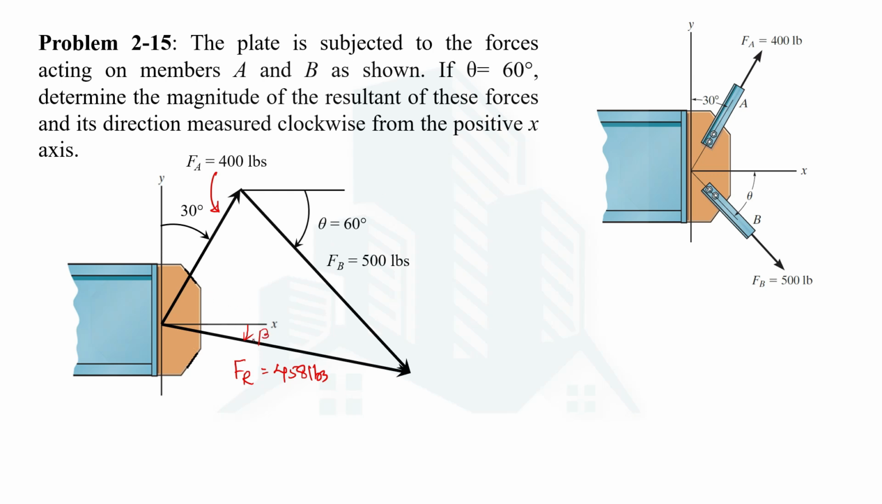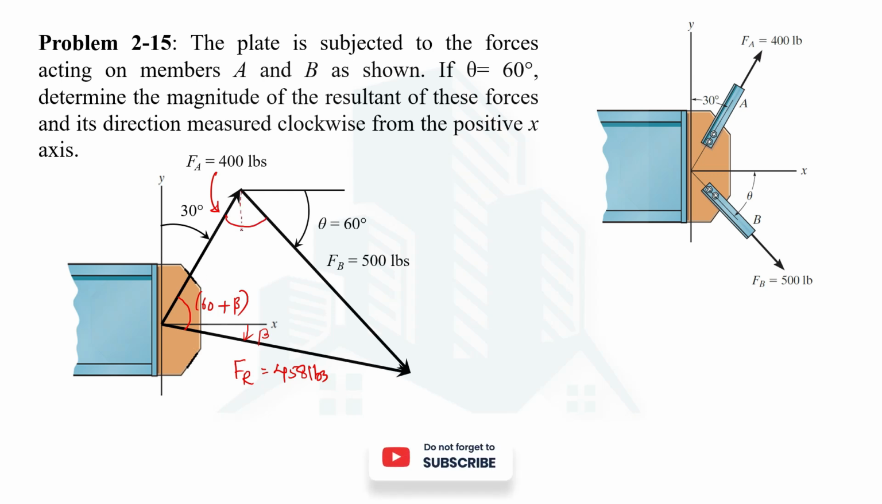We cannot directly determine this beta angle, but we can determine this angle, which is the interior angle of this triangle. The total angle will be 60 plus beta, because this angle is 30, so this will be 60. The remaining small angle is beta. Now we are going to use the sine law, and for the sine law we need to know one other interior angle. We cannot determine this interior angle because we don't know beta, but we can determine this other interior angle. How can we do this?